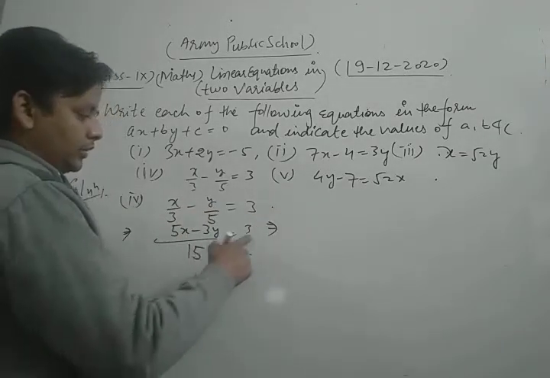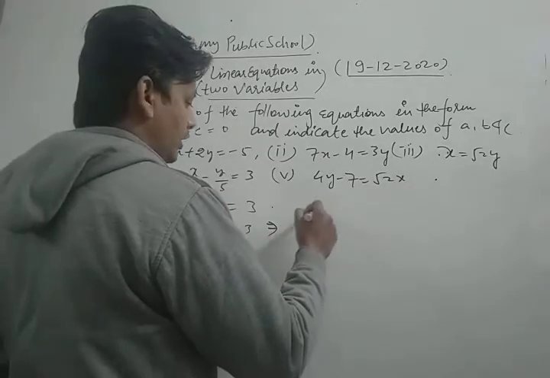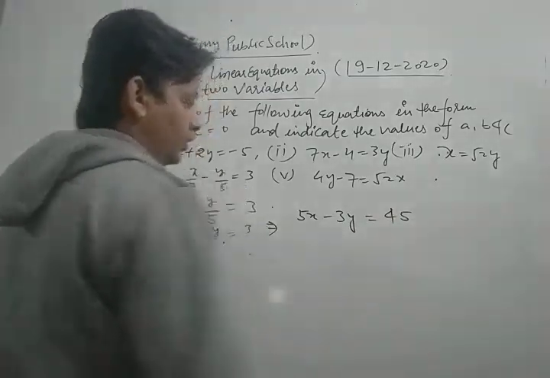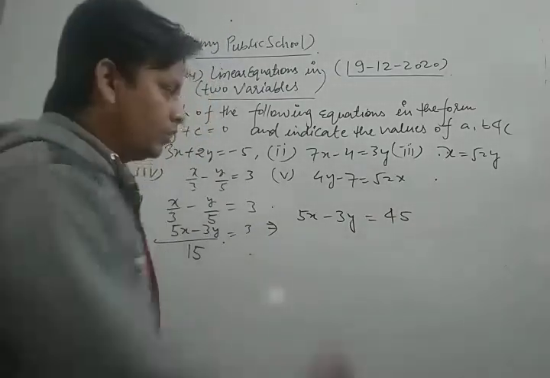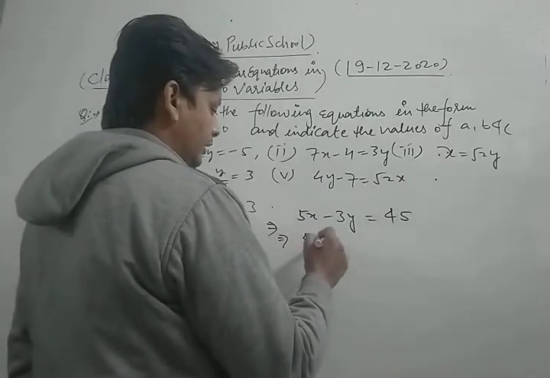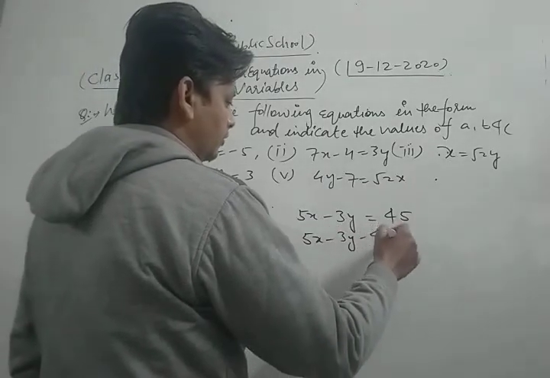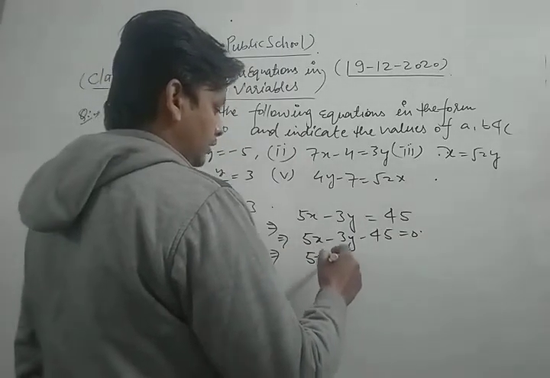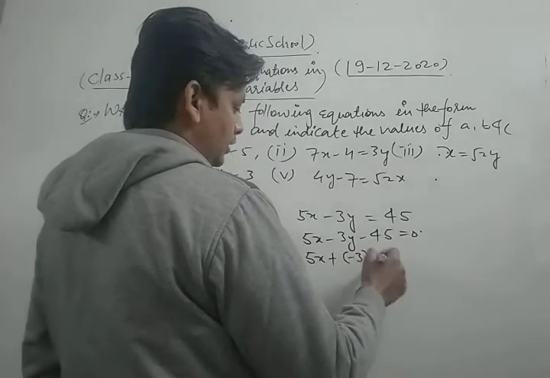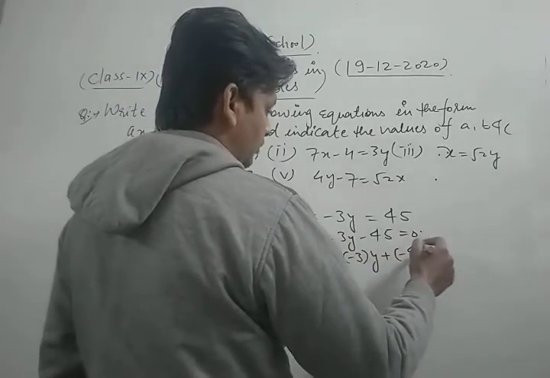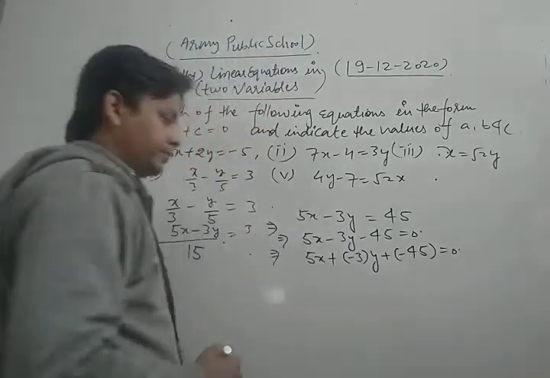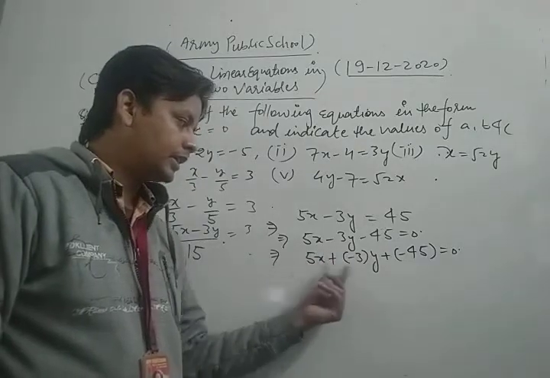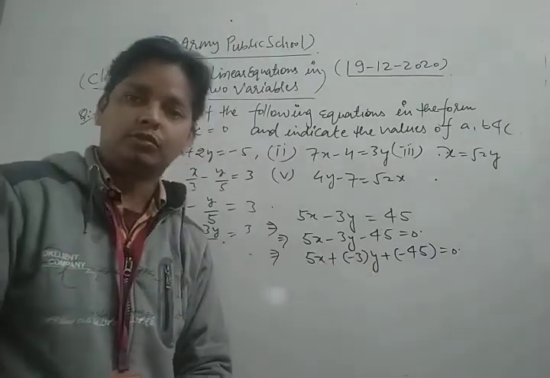Now we do their cross multiplication. So we get here 5x minus 3y is equal to 15 into 3, which is 45. We can write in this way. Now we transfer 45 to that side. So we get minus 45 is equal to 0. Now we can write again 5x plus, we can write minus 3 into y, plus in bracket minus 45 is equal to 0. Thus, dear student, this is the required equation of the form ax plus by plus c is equal to 0.